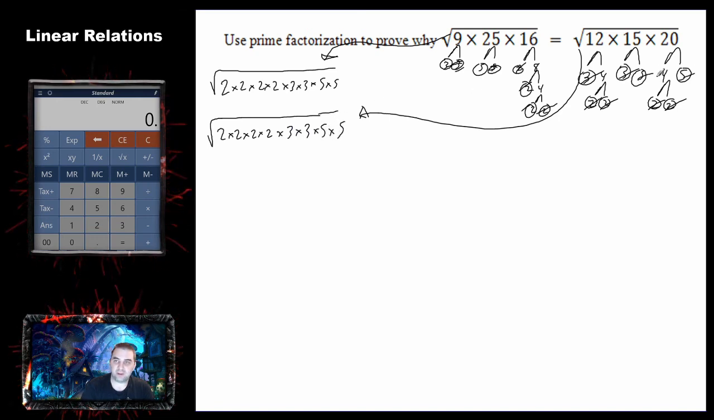So just by breaking down the components, I can see that they match up identically. So the 9 times 25 times 16 is identical to the 12 times 15 times 20. I could have also solved them and gotten a number. There's a couple different ways I could prove that, but just by seeing it visually, you can already tell that they are the same just by breaking it down into its bits and pieces. And this is where we stop. We are done with this part.